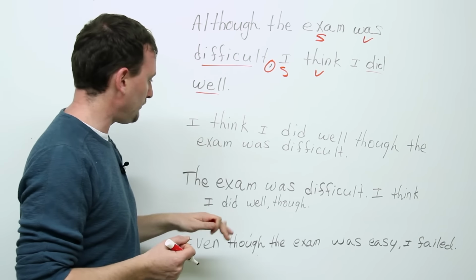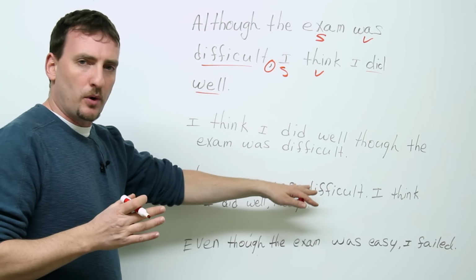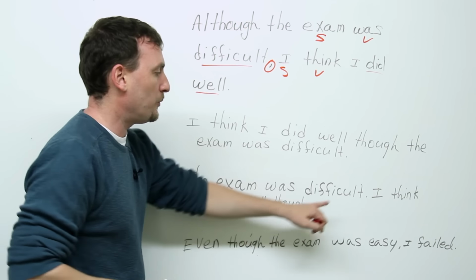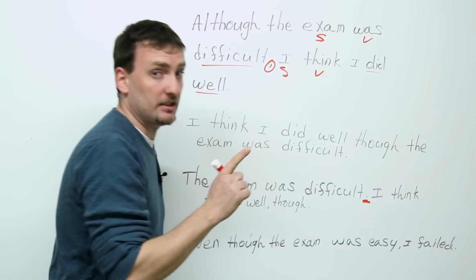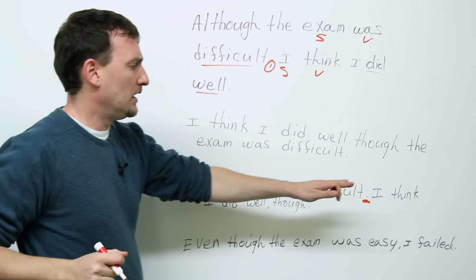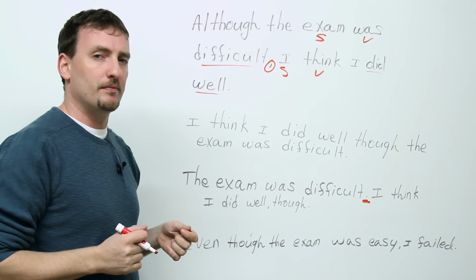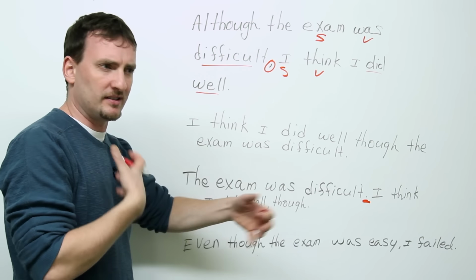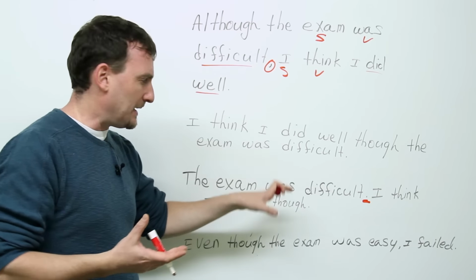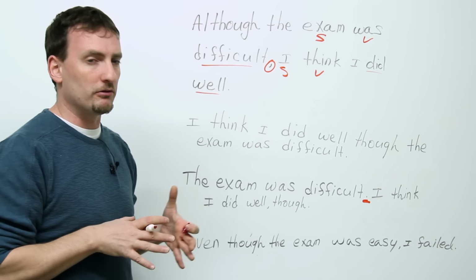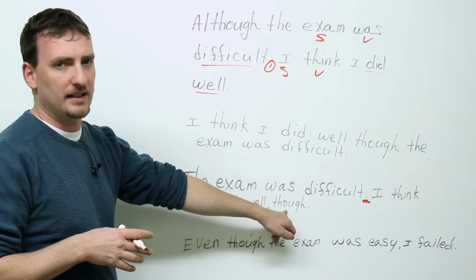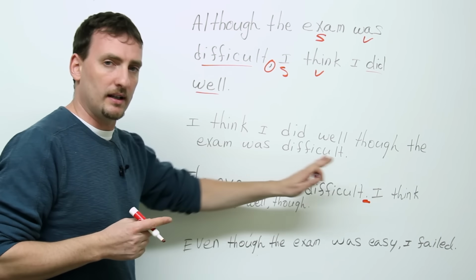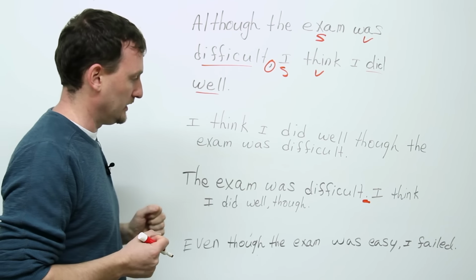No problem. Here, what I did is I wanted to show you how to put it at the end. So I split up the sentence into two. The exam was difficult. Period. Sentence is finished. I think I did well though. Now here I put a comma when I put though at the end. Now again, this is informal. This is how people speak. Sometimes you can have it in writing, but not in formal writing. But you see how I can put this at the end? I can't put although here. That doesn't work. You have to use the though at the end of the sentence in informal situations.